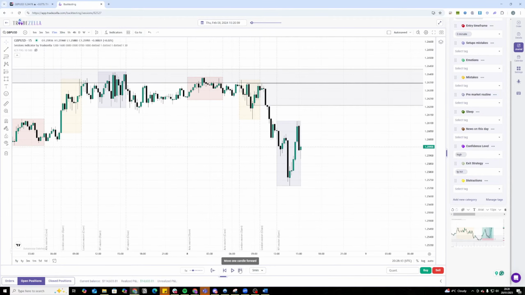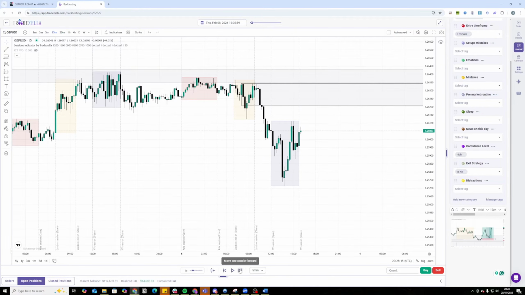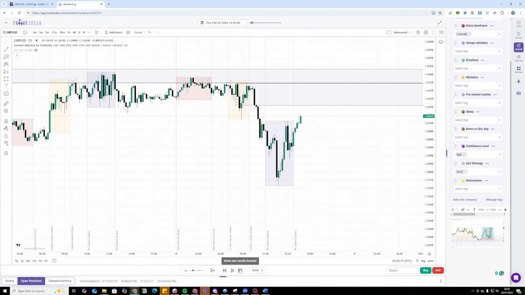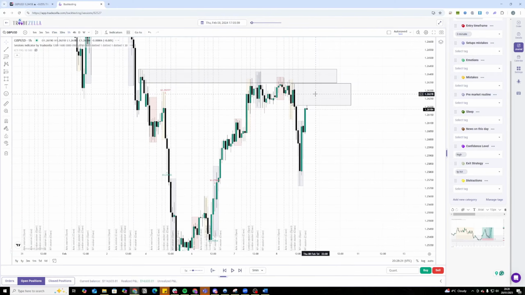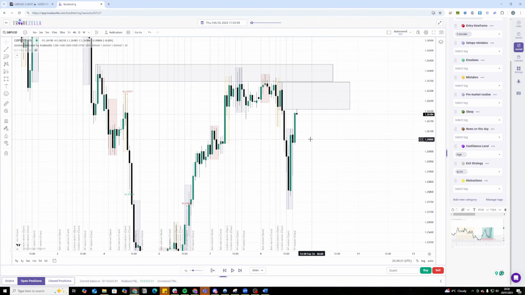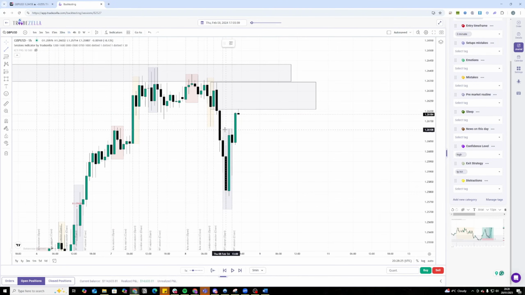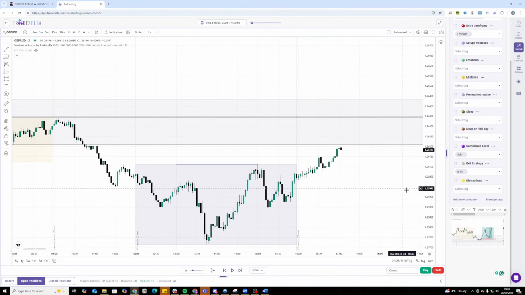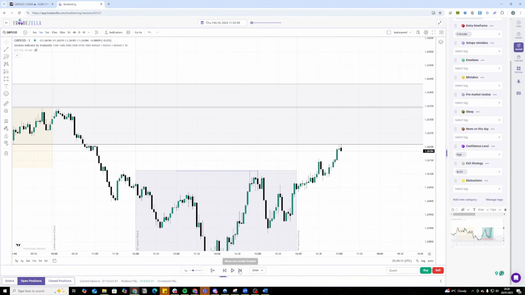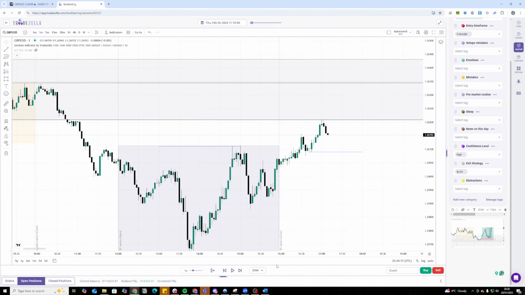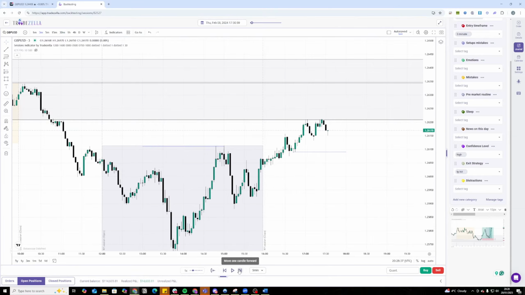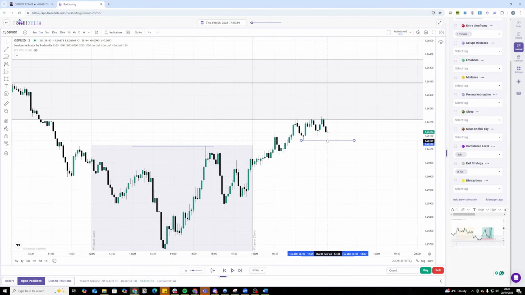Oh, it is coming. Is it going to get up there? Okay, we do get up there. Now let's see if we got our entry model. So we've got our area of supply. This would be our inducement here, or our liquidity. So let's see if we get our entry model. So I want to see a close below this low. Now it would be a close below this low.